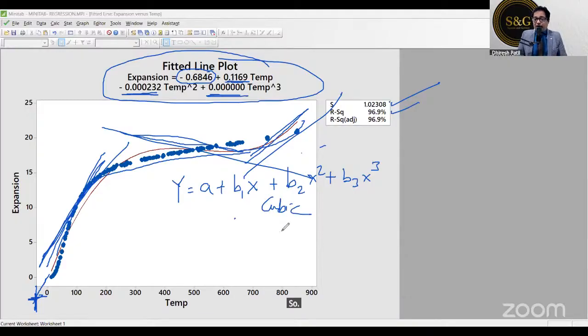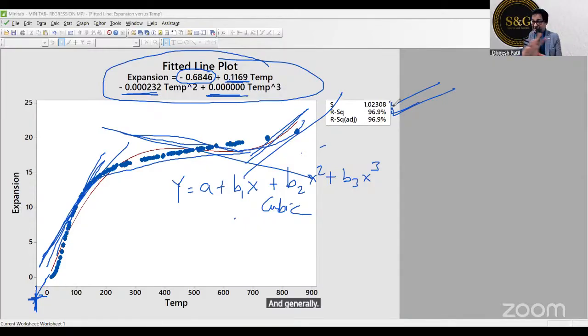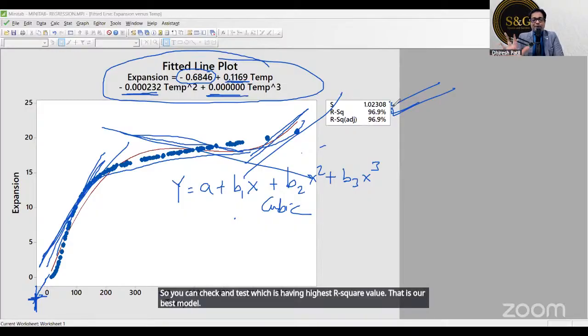So whichever equation has the highest r square value, that is something which we have to select. And generally cubic will fit more in such kind of curvature scenario. Okay. Clear everybody? Quadratic and cubic. And Minitab is giving you all the three options. So you can check and test which is having highest r square value. That is our best model, best prediction model.